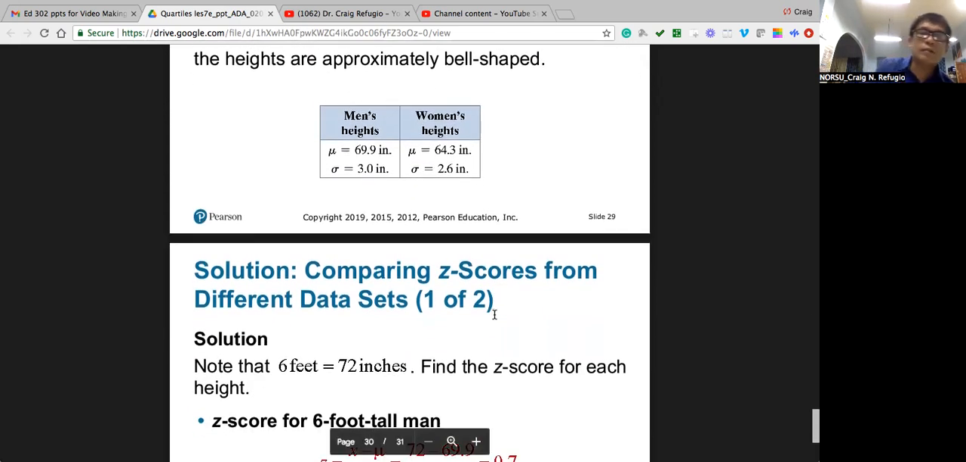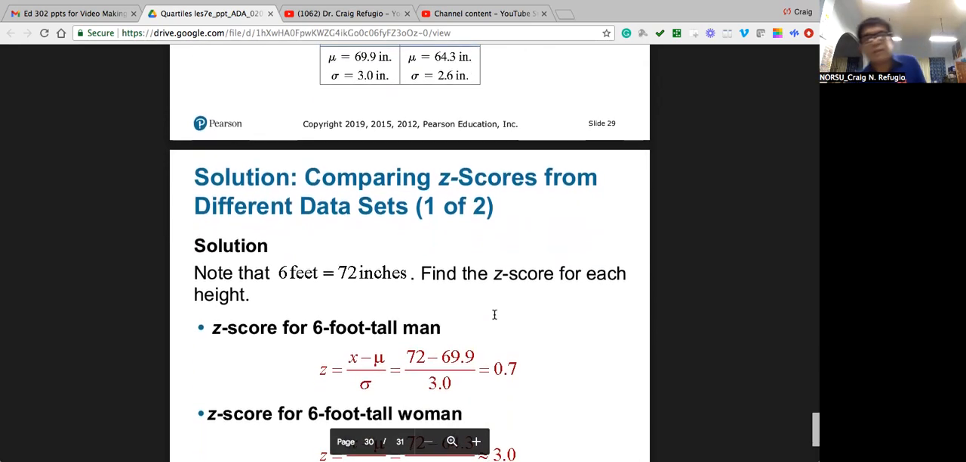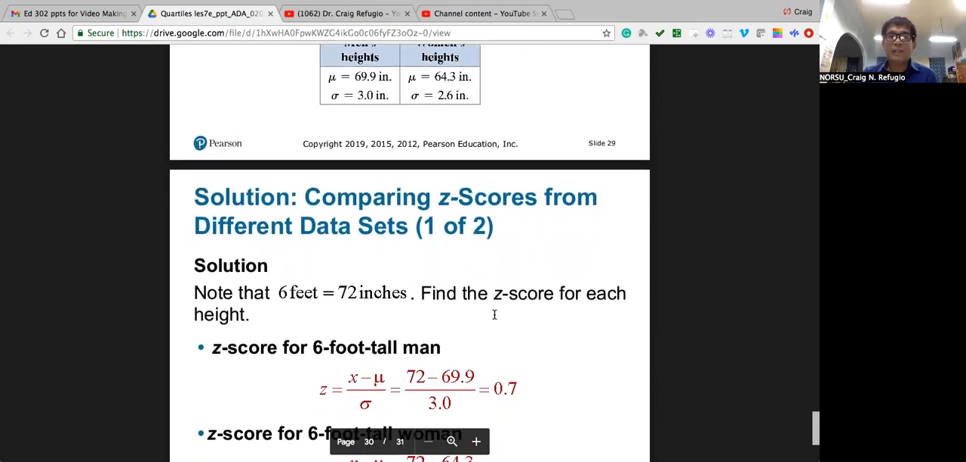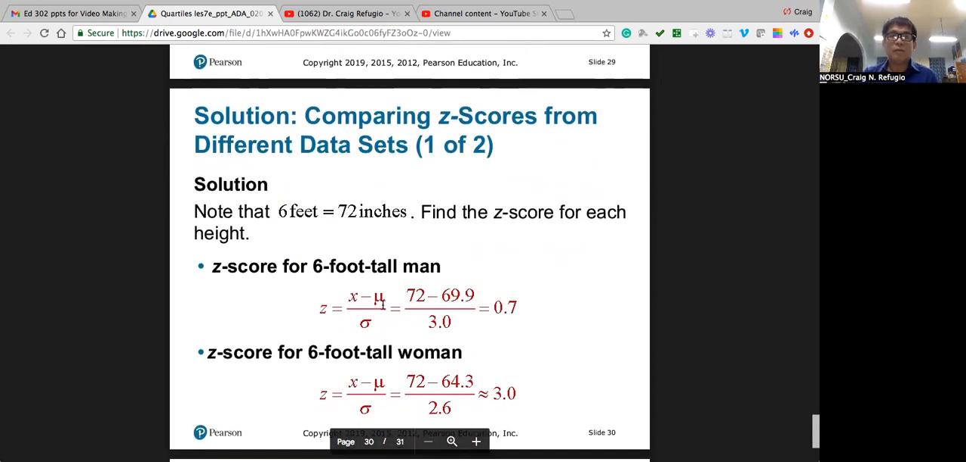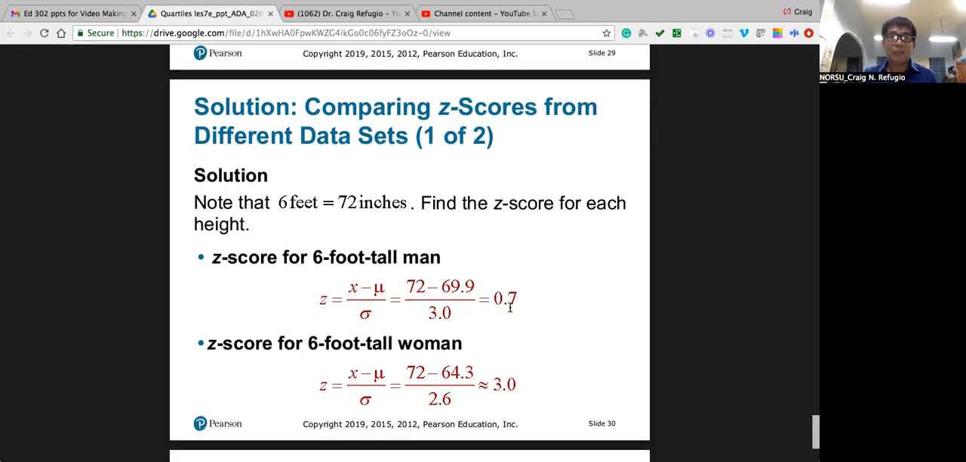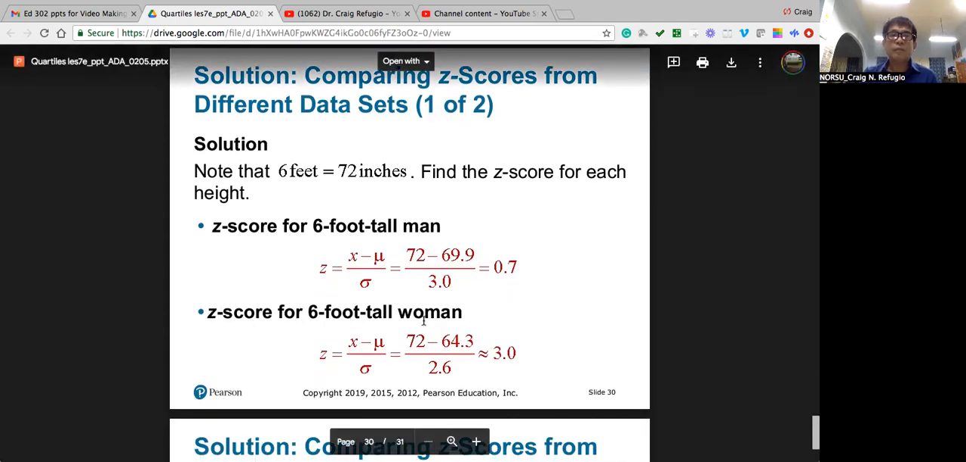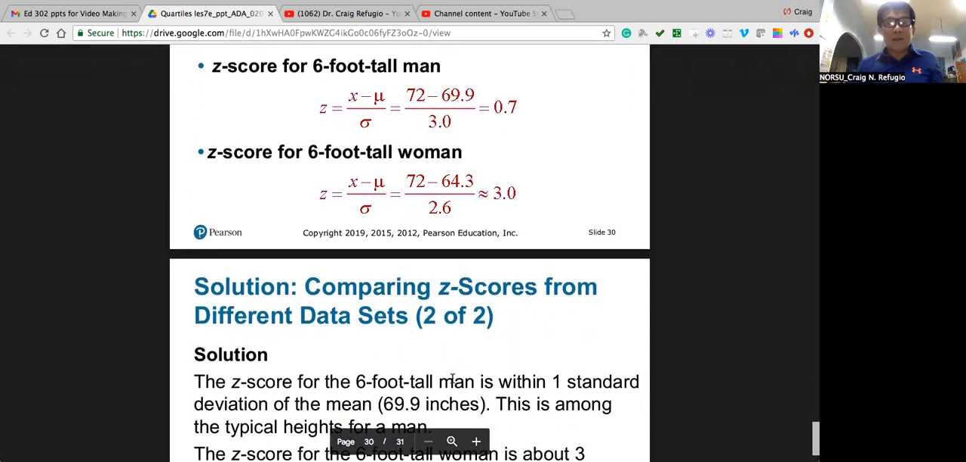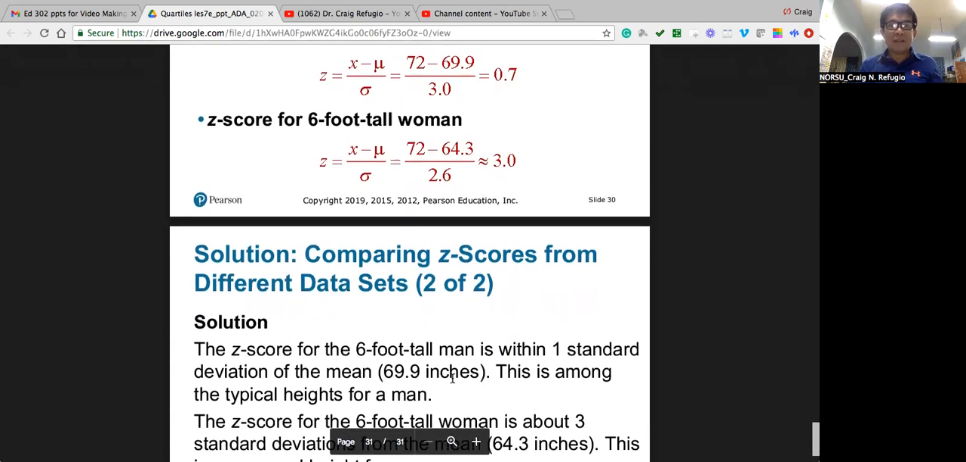So comparing the z-scores from different data sets, note that 6 feet is equal to 72 inches. So find the z-score for each height. We have z is equal to x minus mu divided by sigma. So we have 72 minus 69.9 divided by 3.0, which is 0.7. For the 6 foot tall woman, we have 72 minus 64.3 divided by 2.6. So that's approximately 3.0.